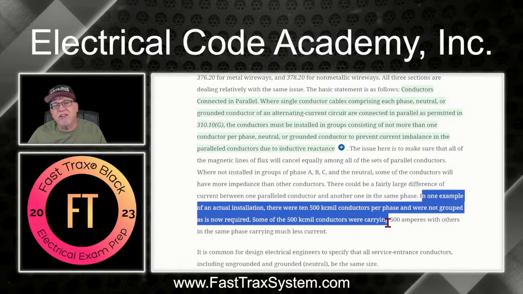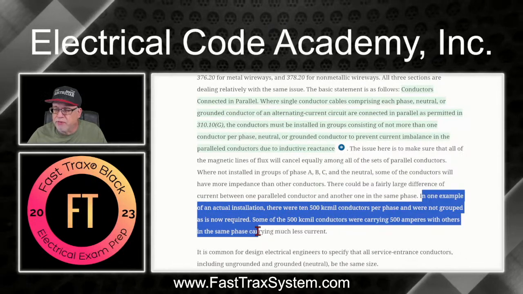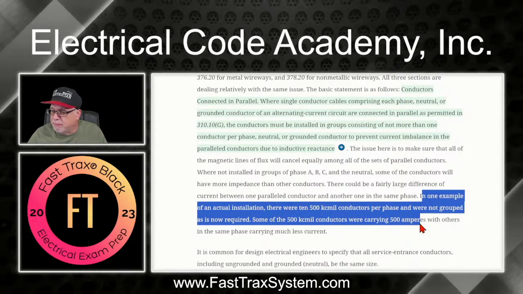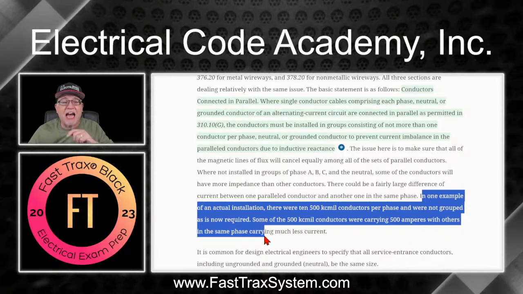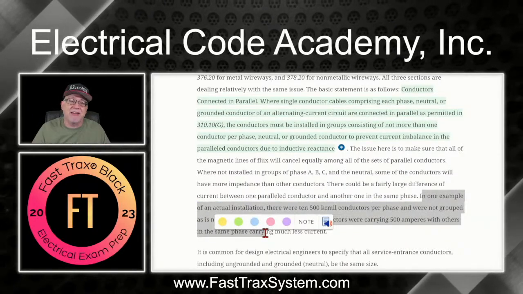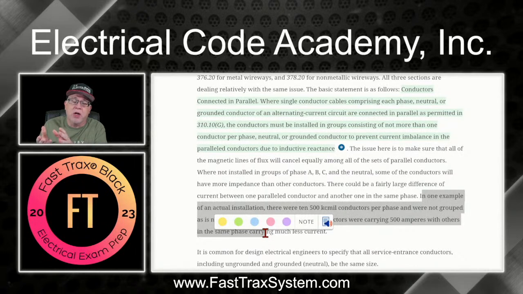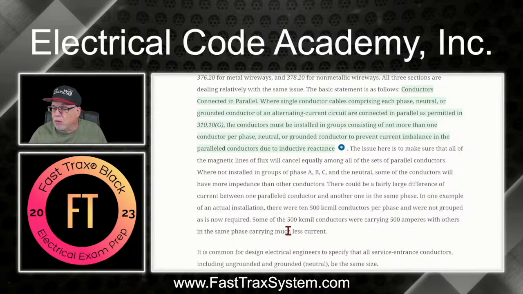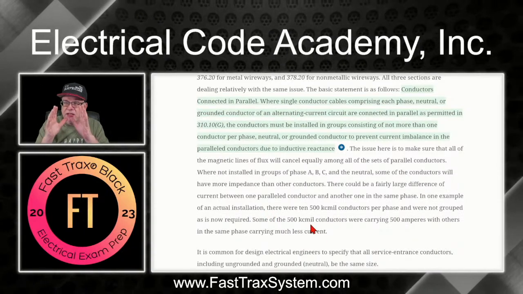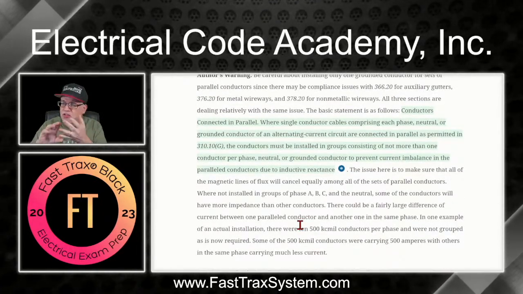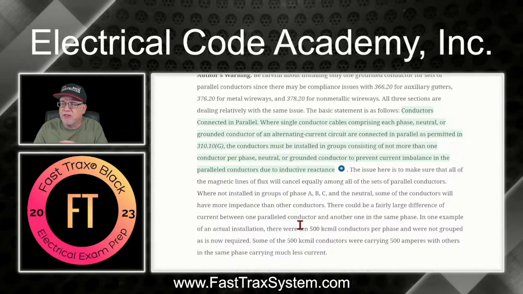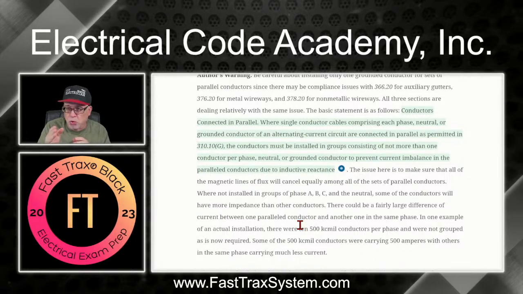But because of how it was installed, it was now carrying 500 amps, with others in the same phase carrying a lot less. So it wasn't balanced out equally, and it put undue current on one of the phases because they weren't run together. So again, all we want to do is make sure you are aware that if you're going to do this in metal wireways, auxiliary gutters, or even non-metallic wireways, you are very keen on the rules in the .20 section of those requirements.